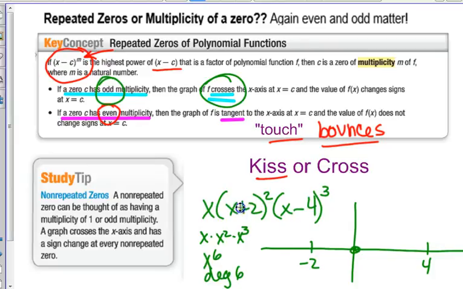What does it do at negative 2? It's a multiplicity 2, so does it cross or bounce? An even multiplicity is like a little mini parabola, okay? Bounces off. Then at 0, it's a multiplicity of 1, so it crosses. At 4, it's a multiplicity of 3. It's odd, it crosses. It actually would do a little baby cubic shape like this. It would kind of do a little kink there, but it would still cross.